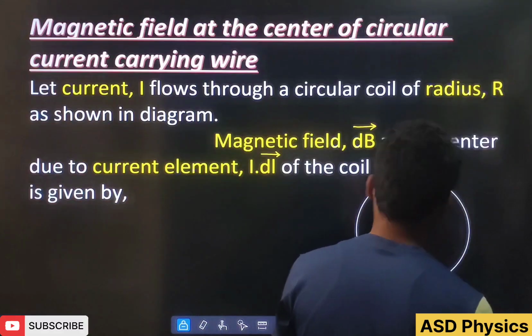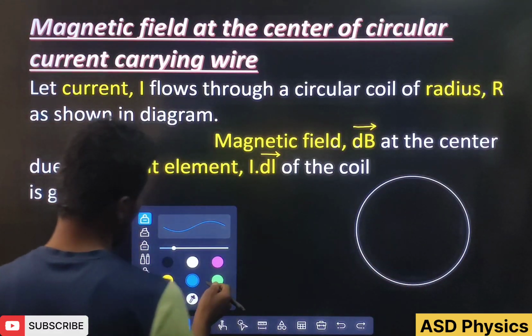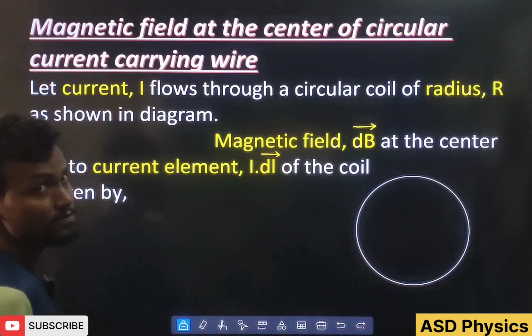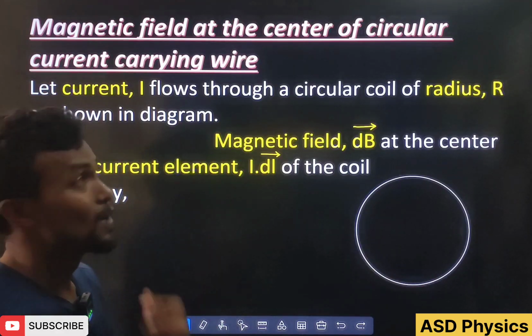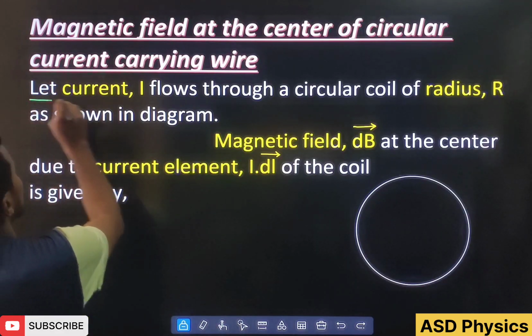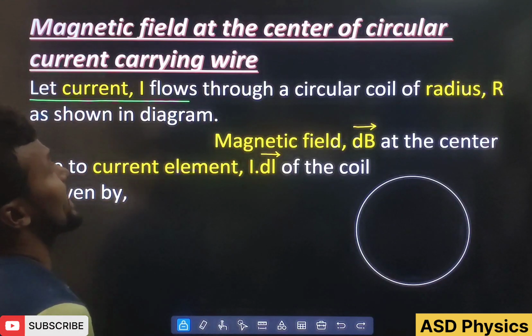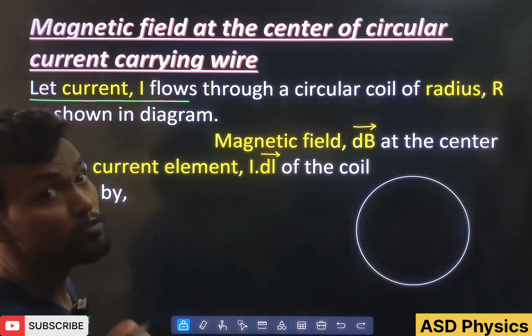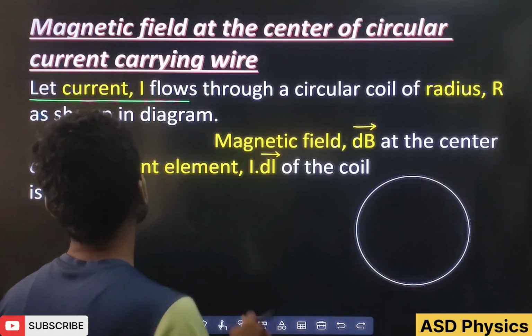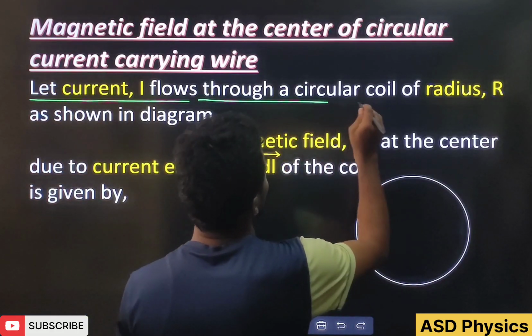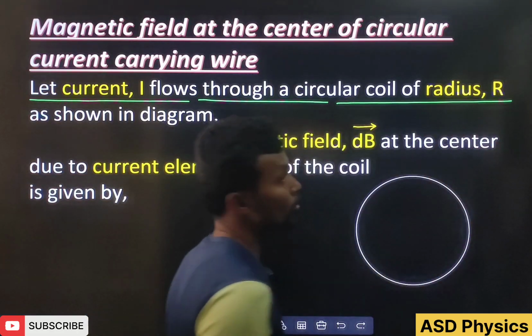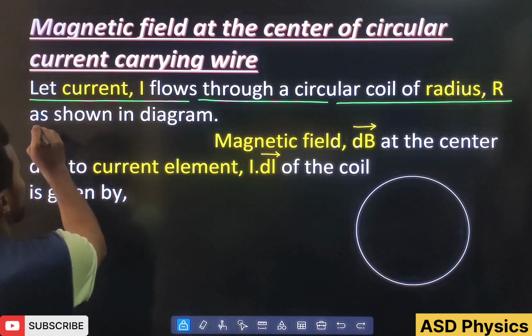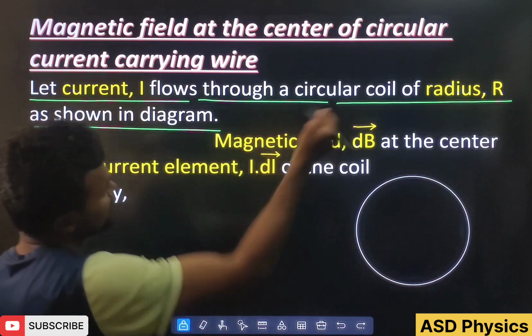Okay, great. Now students, we are going to see one very important derivation, important for the board exam. Kindly see here. Magnetic field at the center of a circular current carrying wire. Let current I flow through a circular coil of radius r as shown in the diagram. Current is I, radius is r.